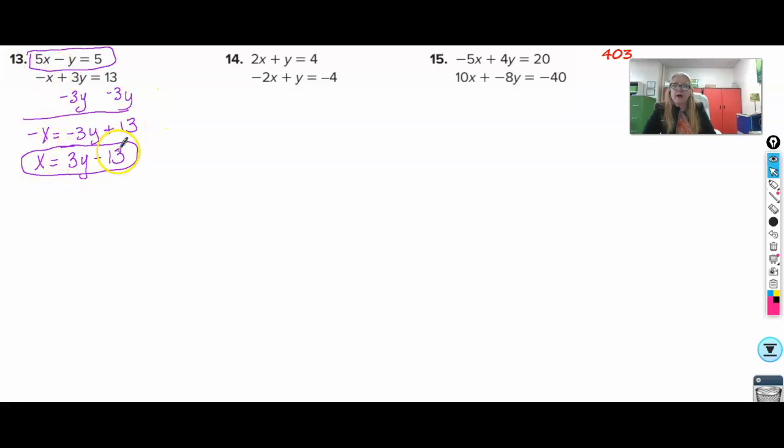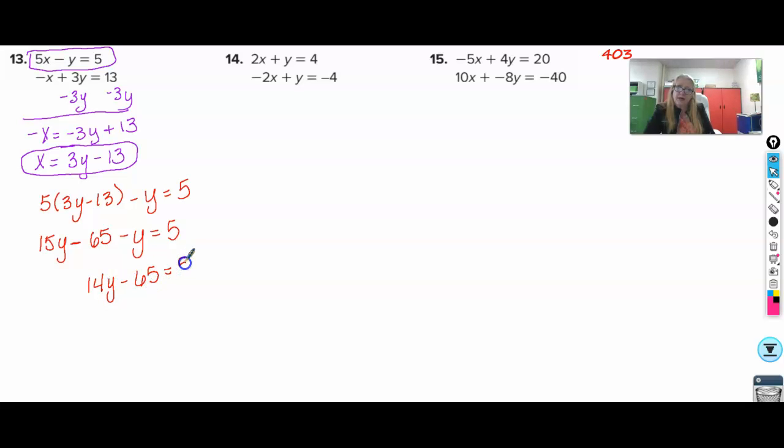I'm going to substitute. I'm going to put 3y minus 13 in for this x. First, I want to change colors. Might as well use colors if I have them. 5 times 3y minus 13, minus y equals 5. This can get kind of confusing. I took this x out and I put 3y minus 13 in its place. All the rest of the equation is the same. Now I have to distribute. 5 times 3y is 15y. 5 times 13 is 65. Minus y equals 5. Combining like terms, 15y minus y is 14y, minus 65 equals 5. And now I would add 65 to both sides.